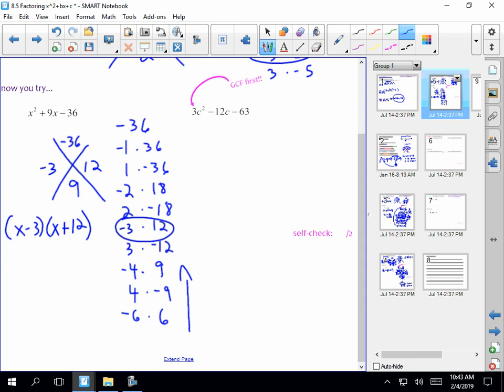All right, this one we're going to pull out the GCF first, so 3c out first. By division, we get c squared minus 4c minus 21. And then this guy right here can be factored further. So using our big X, we get c minus 7, c plus 3. And so you'll have to go through that process. Here's the solution. Maybe try it on your own.